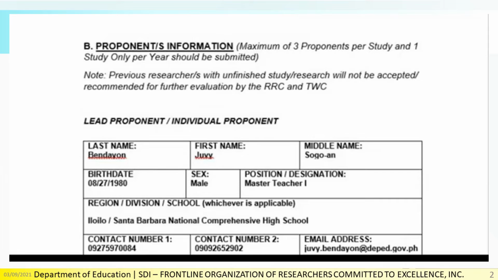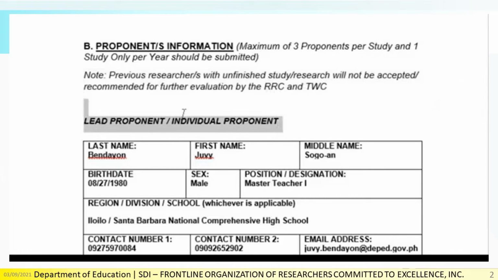Part B of the application form, we have the proponents information. So we have a maximum of 3 proponents per study, and 1 study only per year should be submitted. Note that previous researchers with unfinished study or research will not be accepted or recommended for further evaluation by the Regional Research Committee and the TWC. So we first have the lead proponent, or we have this for individual proponent.